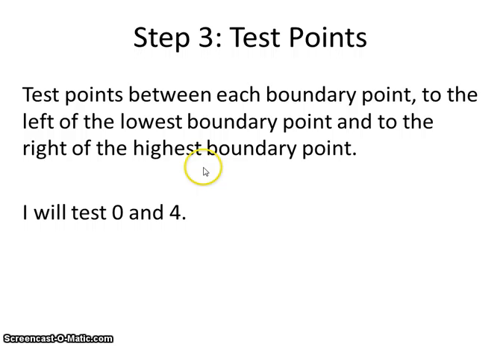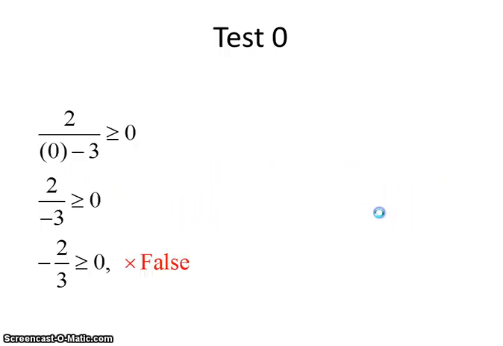After you've found all your boundary points, you want to test points between each boundary point, and one point that's higher than any of your boundary points and one point that's lower than any of your boundary points. So in this case, since we only have one boundary point, we choose one value to the left and one value to the right of 3. I always choose 0 if it's a possibility, so my test point to the left will be 0. The easiest test point to the right of my boundary point will be 4.